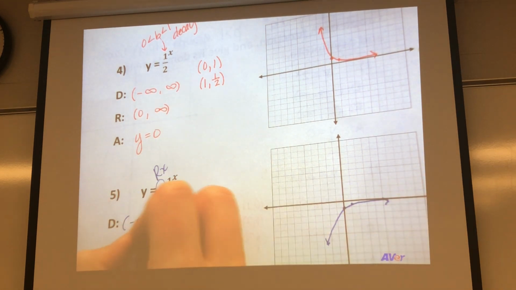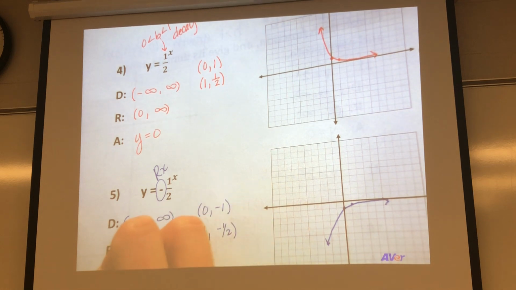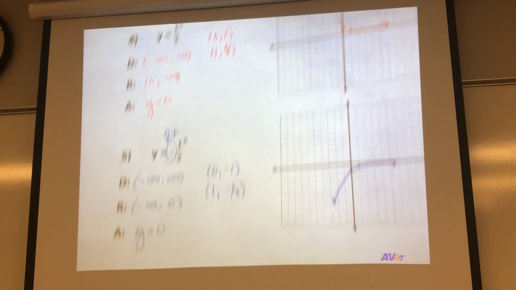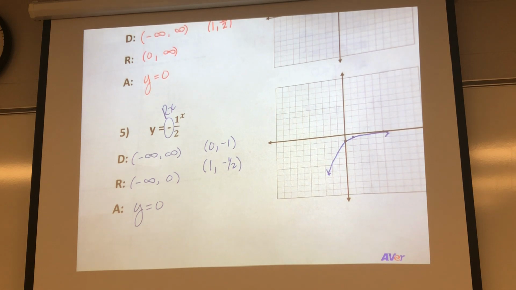Our domain, -infinity to infinity. Our range this time, -infinity to 0. But our asymptote didn't change. Still y equals 0. Now, when the negative is in front of the equation like that, we reflect over the x-axis.